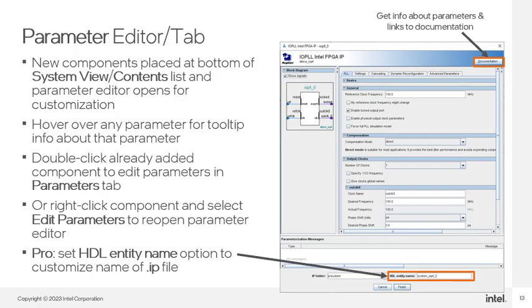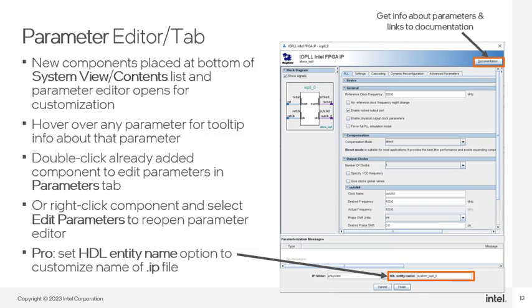After double-clicking a component or clicking Add, the component gets added to the bottom of the System View or System Contents tab, and a Component Parameter Editor window opens, allowing you to customize the component for your system design. Each copy or instance of a component added to your system can have its own unique parameterization. In the Parameter Editor, hover over any parameter to see a tooltip for that particular setting. You can see all these tooltips and get access to documentation that provides more details on the component and its parameters by clicking the Documentation button.